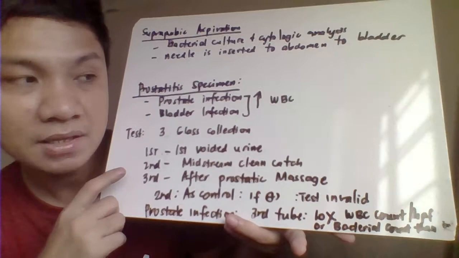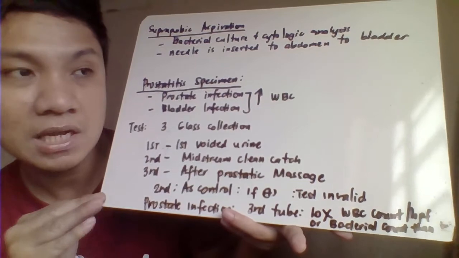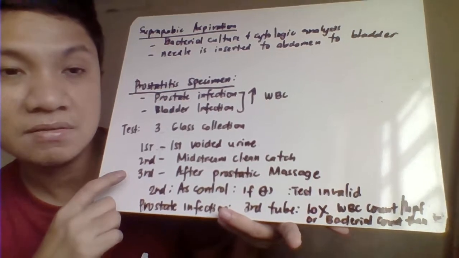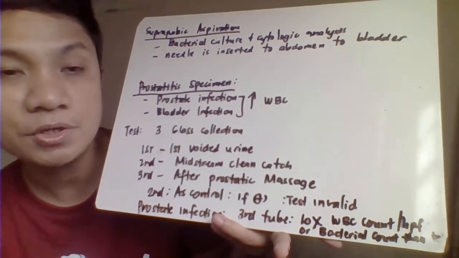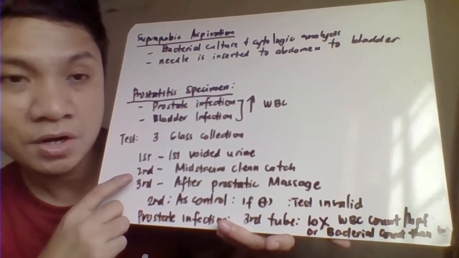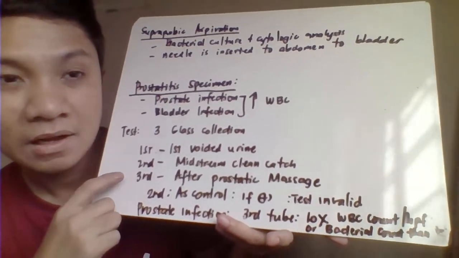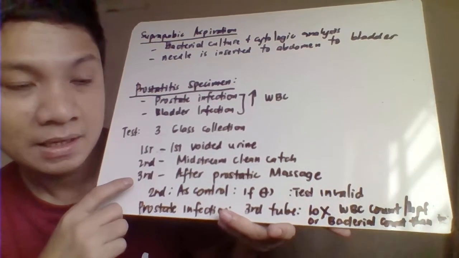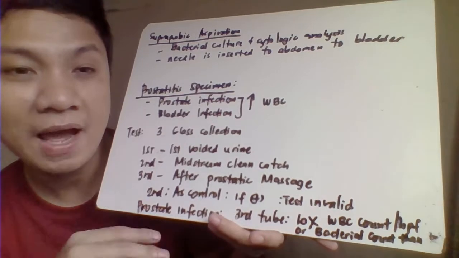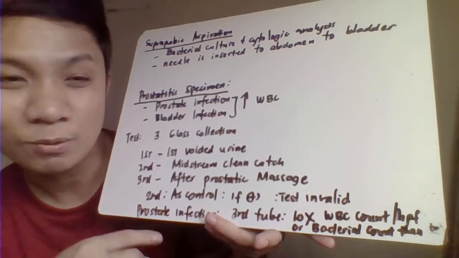The first one we have here is the 3-glass technique. In the 3-glass technique, you're going to prepare 3 glasses or 3 tubes. The first tube, you fill with the first voided urine. So, umihi siya, the first portion of that becomes the content of your tube number 1. Then the middle portion, your midstream clean catch, becomes the content of the second tube. Then you massage the prostate of the patient. Ang gagawa nun ay physician, medyo traumatic. Hindi mo pwedeng i-massage ang prostate. A physician is going to do that.